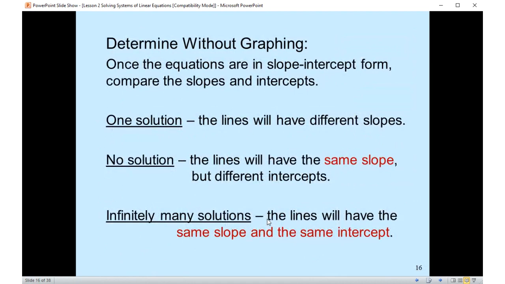To determine without graphing, once the equations are in slope-intercept form, that means y equals mx plus b, you can compare the slopes and the intercepts. It will have one solution if there are different slopes. It's okay if the intercepts are the same, that just means that's where they cross. It will have no solutions if they have the same slope, but different y-intercepts. And it will have infinitely many solutions if the lines have the same slope and the same intercept.